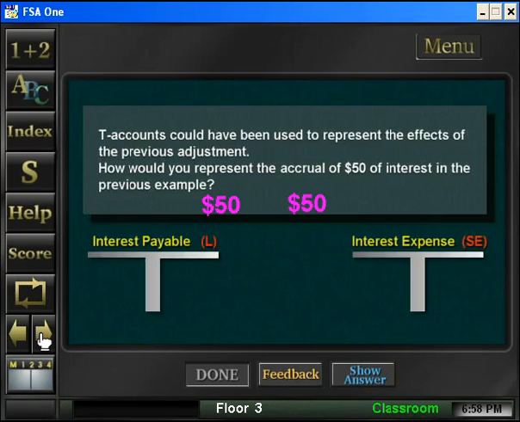T accounts could have been used to represent the effects of the previous adjustment. How would you represent the accrual of $50 of interest in the previous example? Use your mouse to correctly show the effects of the transaction by dragging and dropping the amount to the appropriate side. Sorry. You are correct.